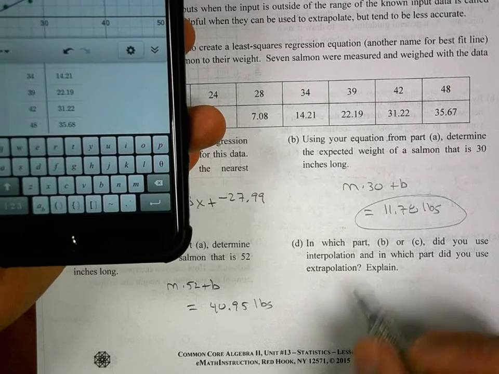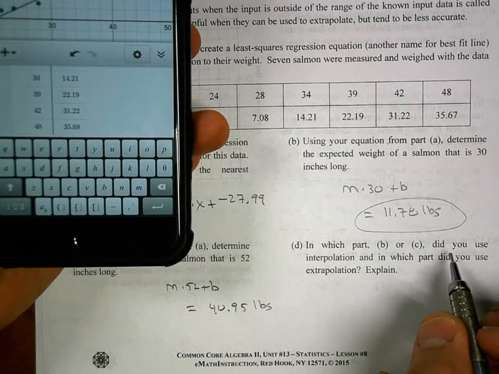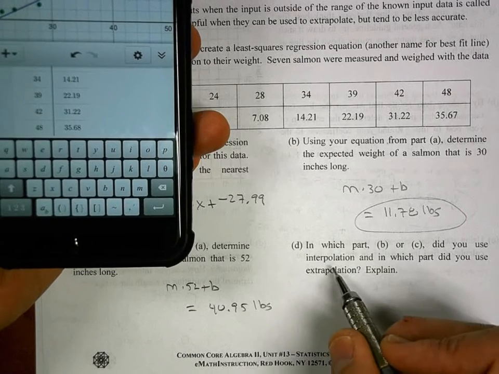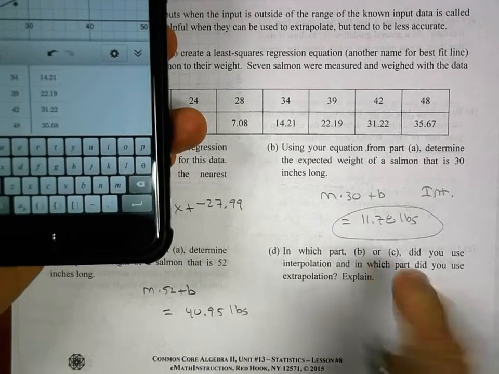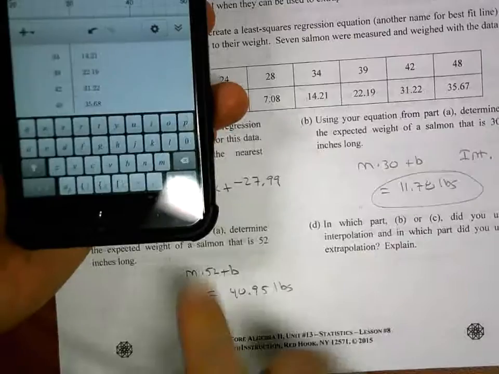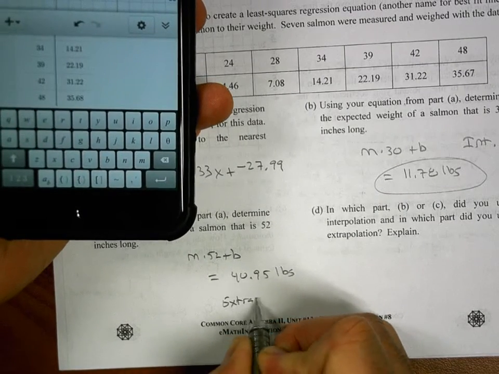Okay, in part B or part C, in which part did you use interpolation? This one was interpolation, okay, because the 30 was within that, and then 52 inches is outside of that. Okay, this is extrapolation.